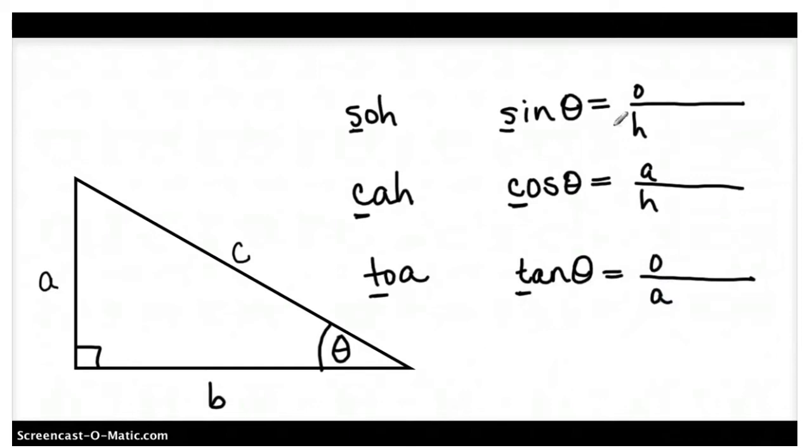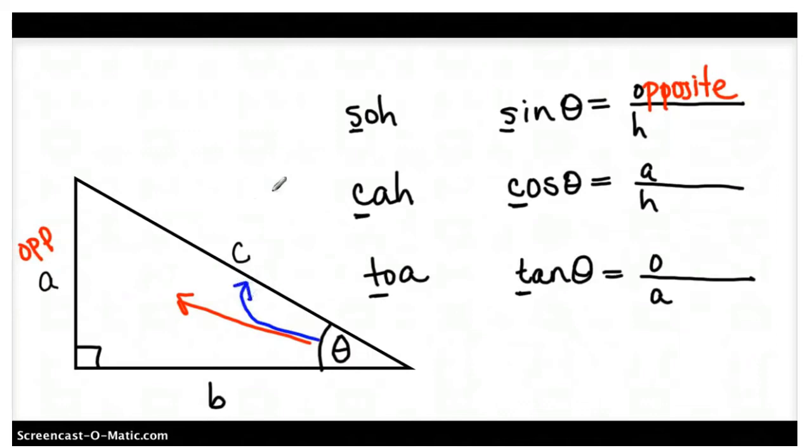So let's figure out what is O, what is A, what is H. When I say A, I don't want you to be confused here. It doesn't mean this A over here. Looking at this, relative to theta, O stands for opposite. We want to know what is the side that is opposite this theta. H, on the other hand, stands for hypotenuse.